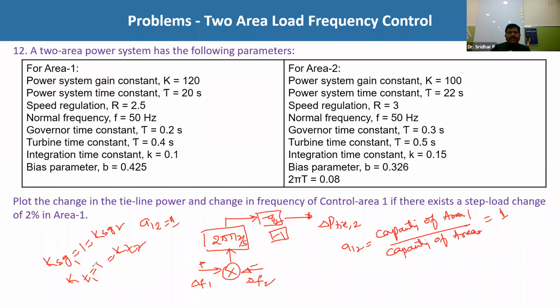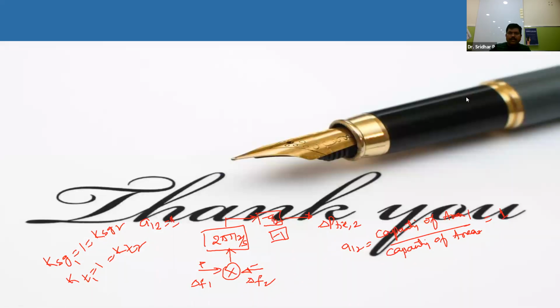So like this, we have finished module 1, module 2 and module 3. Two more modules are left in power system operation and control. If you have any queries, please ask me. I am very happy to answer your queries.